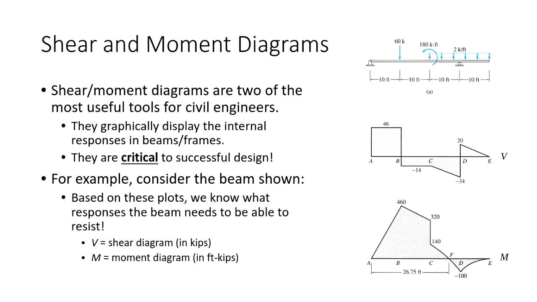So I just have a random beam here on the slide, and what I have here is something you all are familiar with already, which is what I'll call your load diagram. So here's the beam, here's the supports. We've got a 60 kip load that's concentrated, a distributed load. This is stuff that you all are familiar with at this point.